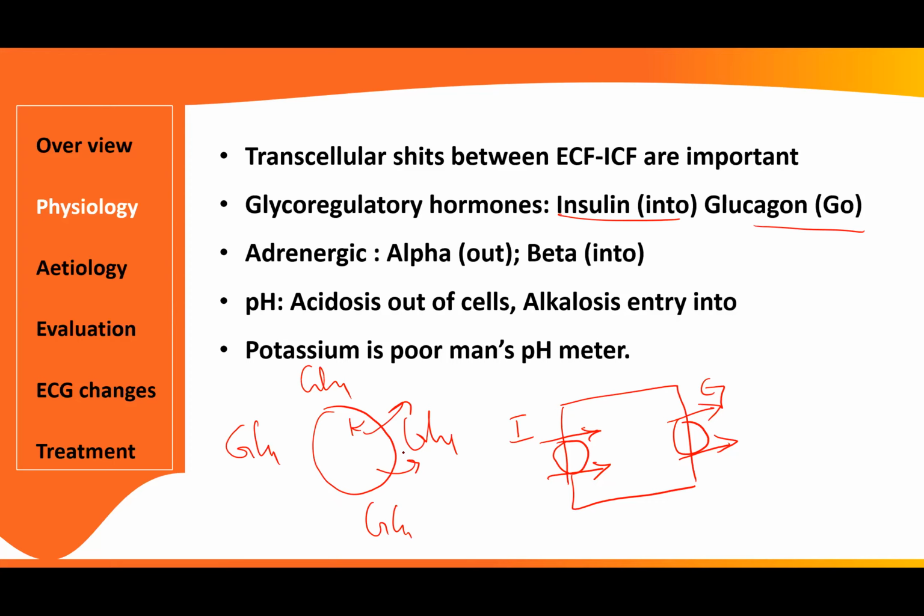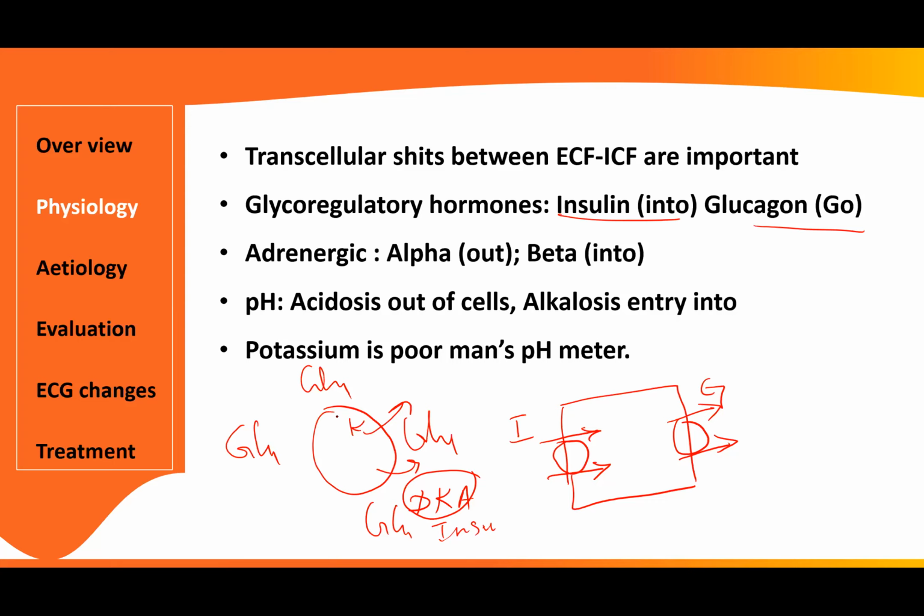That is why when you treat DKA, what do you give? You give insulin. With this insulin, potassium moves into the cell. You don't need to do anything for the high potassium. Just give an insulin drip, and automatically the potassium settles. So the first factor, the glucoregulatory hormones: insulin in, glucagon out.